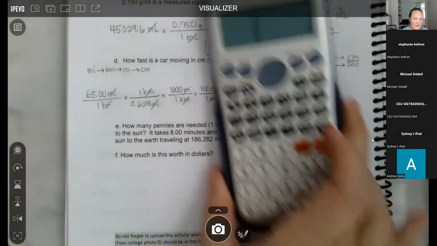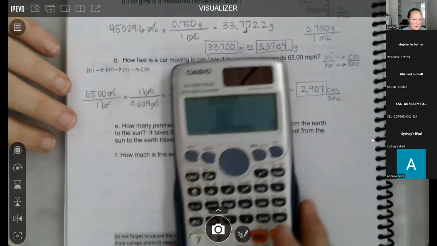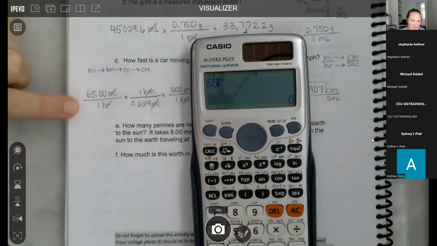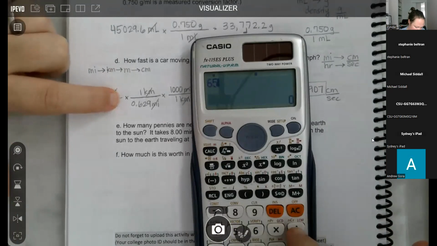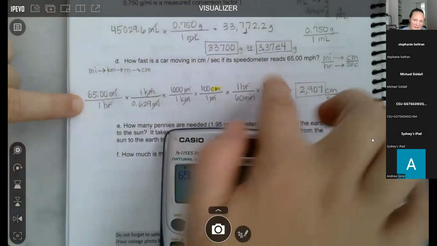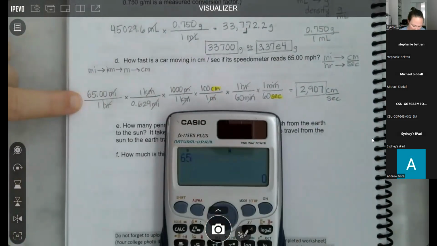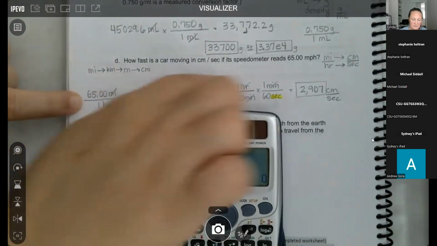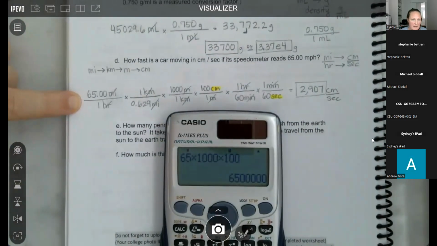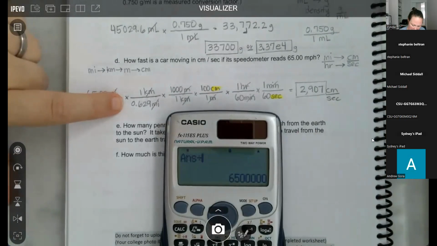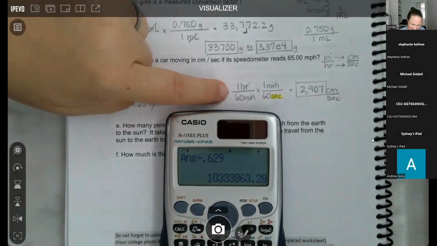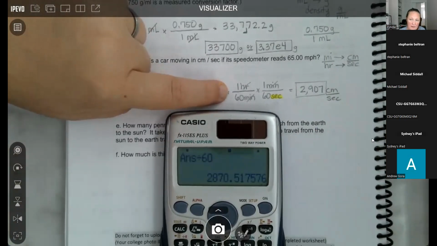Okay, so I have, let's see. You can't really do it very easily, but we're going to do 65, right? I can kind of multiply all across and then start dividing if I want to do that. So I can go times 1,000, times 100, and everything else is 1. So I'll just do enter. And now I can start dividing. So divided by 0.629 equals, divided by 60 equals, divided by 60, right?